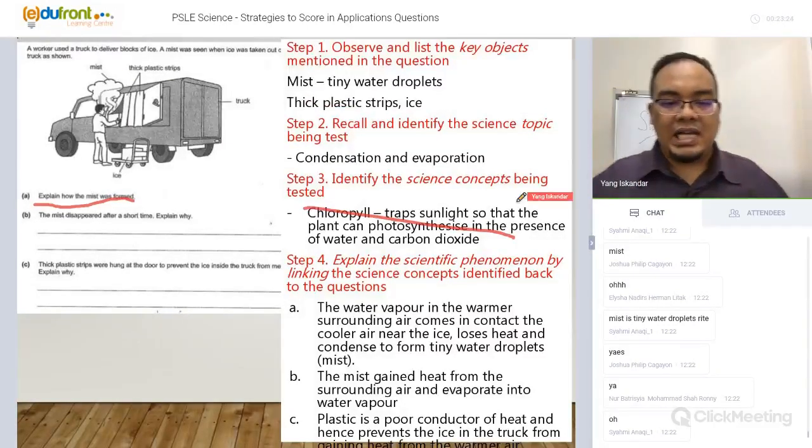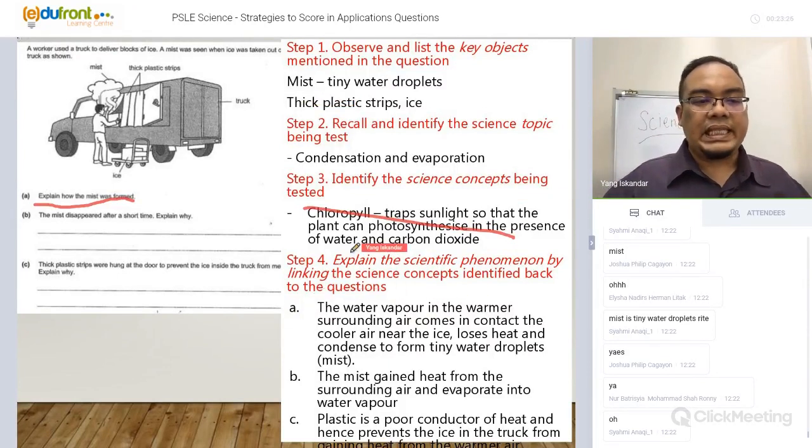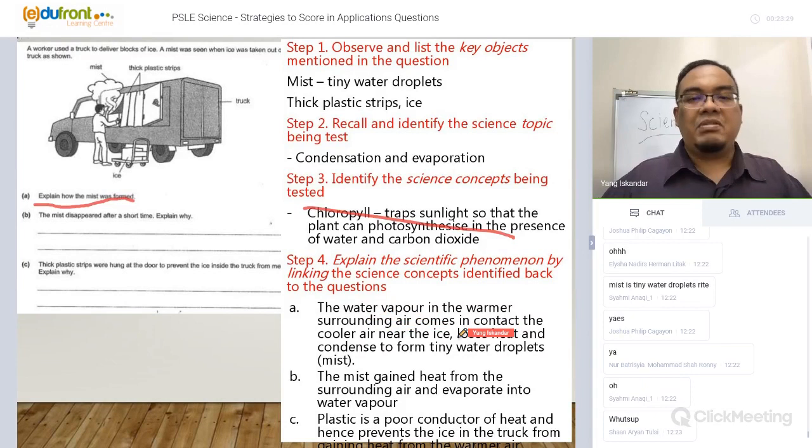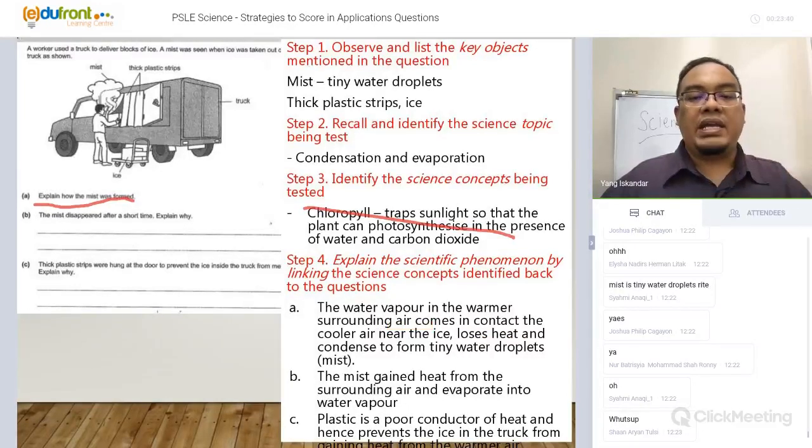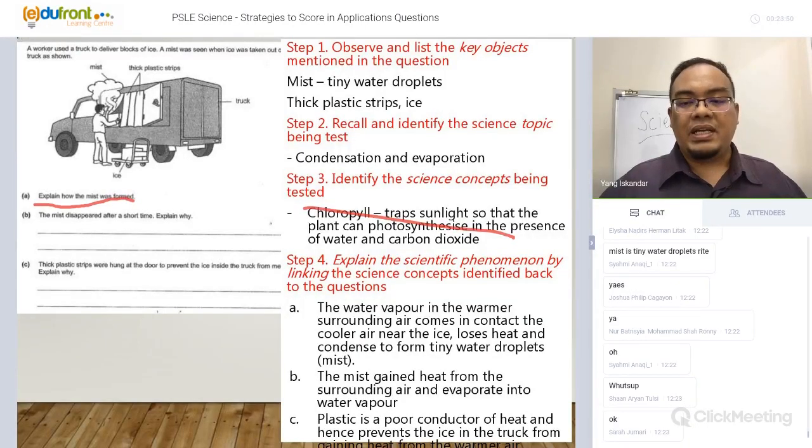Okay, so this is how I will write it down. Explain how the mist was formed. The water vapor in the warmer surrounding air comes in contact with the cooler air nearer to the ice, loses heat, that means the water vapor here loses heat, and condenses to form tiny water droplets. Okay, understand? Not easy, huh? I know it's not easy. It's a 2-mark question.